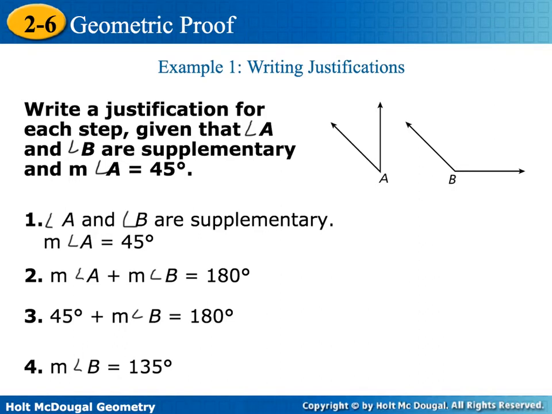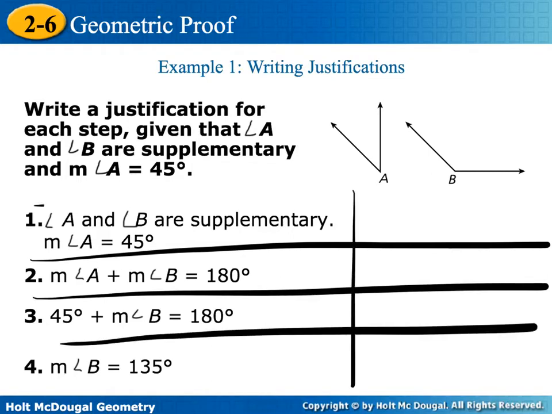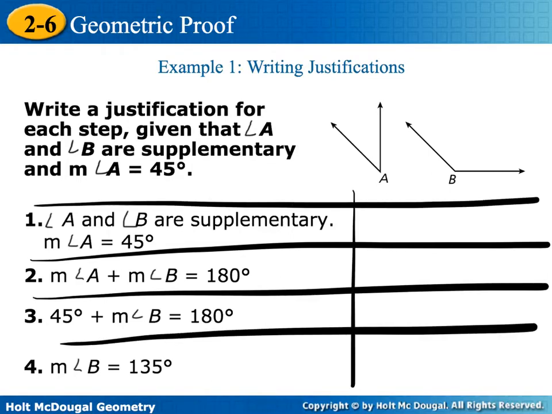We are going to write a justification for each step. Every number, 1, 2, 3, and 4, will have a justification. So I'm going to go ahead and draw in a little table, and this is what our two-column proofs are going to look like. So we will have our steps over here and our reasons over here. And as I said in the last section, the first thing you put up here is always going to be given. You always put your given information first.